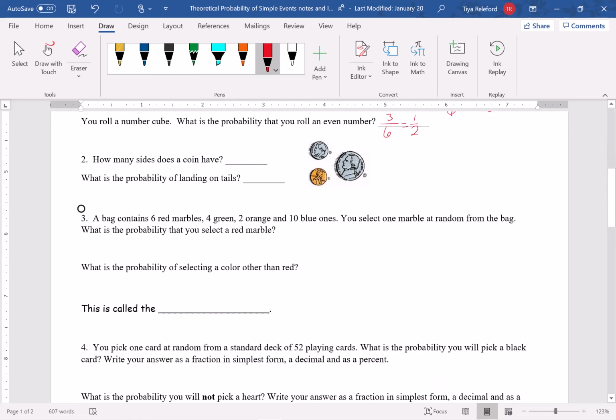So how many sides does a coin have? Well, it has 2. It has heads and tails, right? What is the probability of landing on tails? Well, how many tails are there? 1 out of 2.